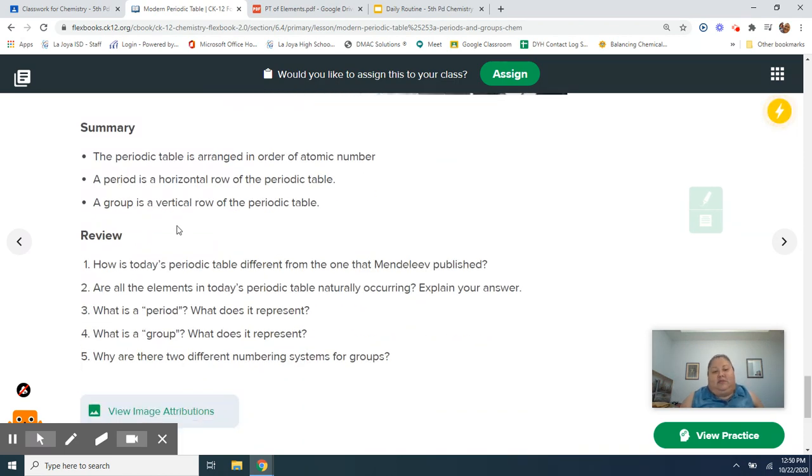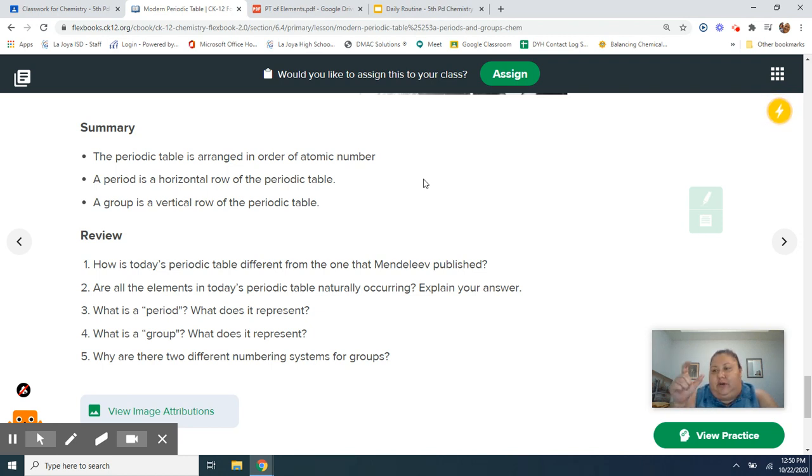And summary. Let's summarize today's lecture. The periodic table is arranged in order of atomic number thanks to Mr. Moseley. It was Mendeleev who put them by groups or elements with similar properties. A period is a horizontal row of the periodic table. Each period represents a new energy level where electrons fill or orbit.